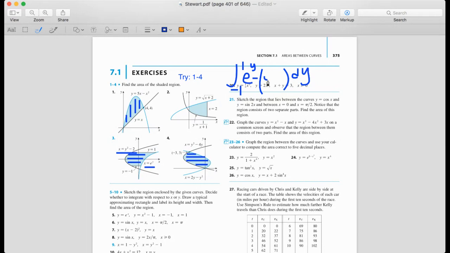That's y squared minus 2. Does this make sense? So then wouldn't it be e to the power of y minus y squared plus 2 dy? That's right. If we take out the parentheses, this term becomes plus.